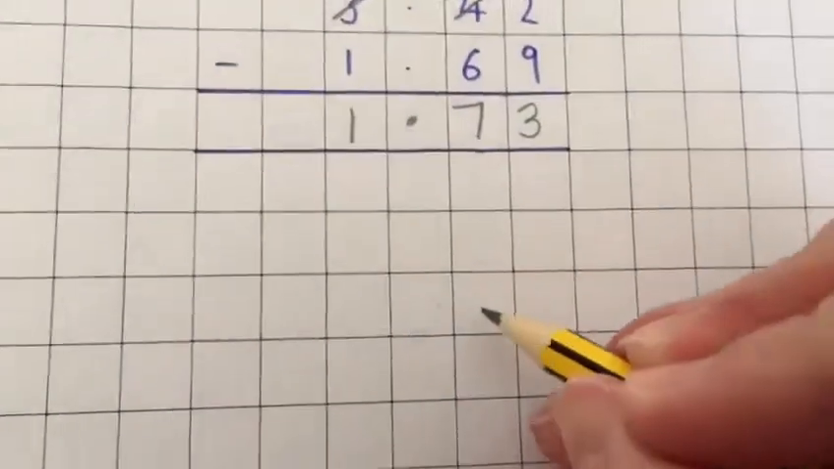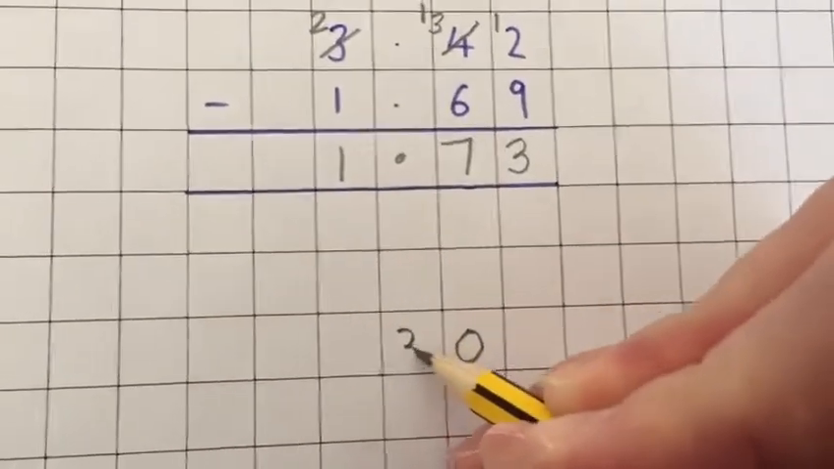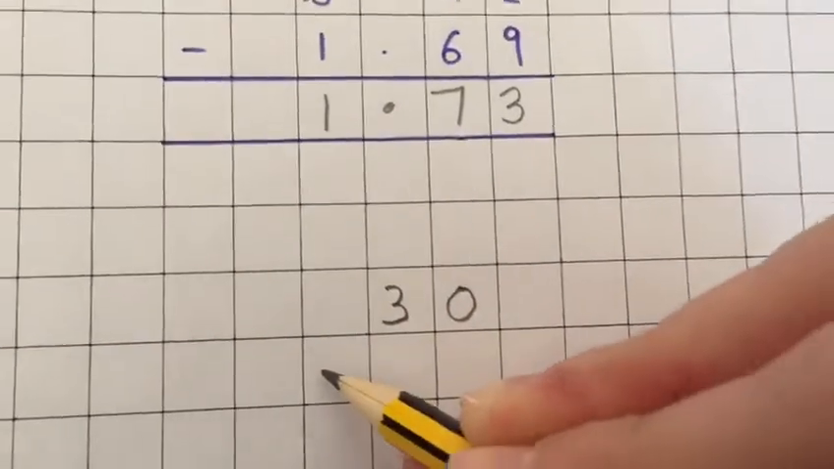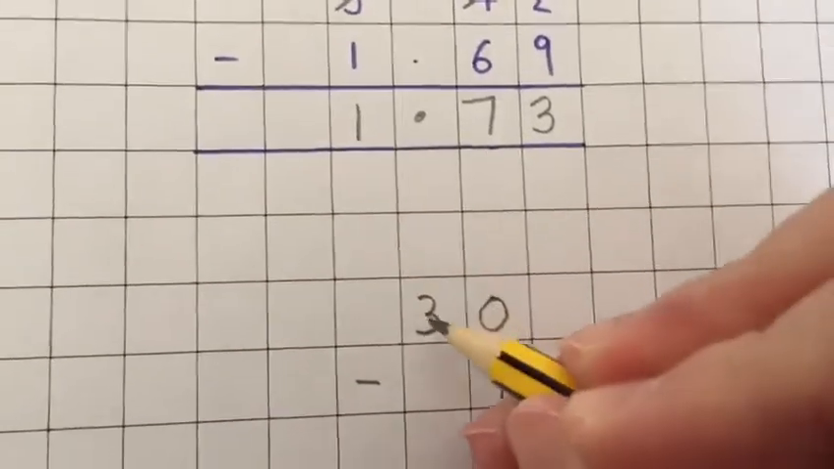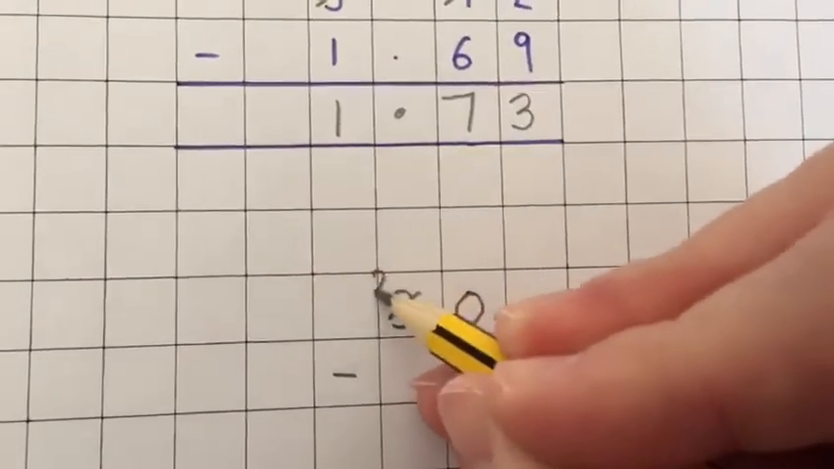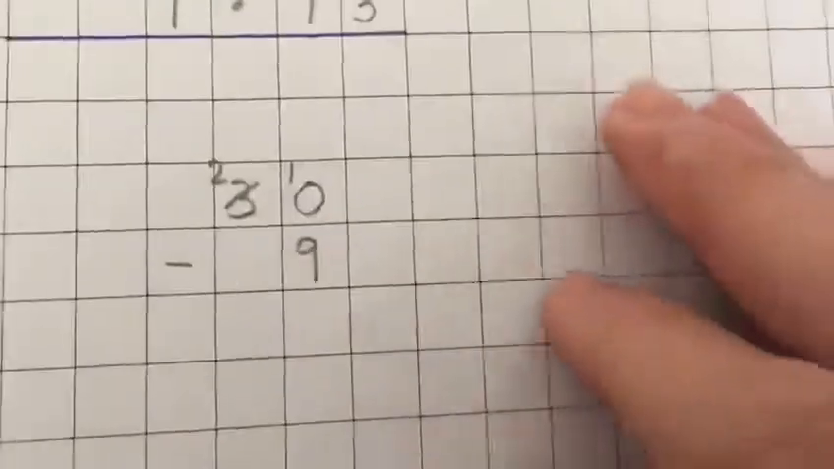If you've got a 0, so 30 for example, and we're going to be taking away 9 from here, what you do is just take 1 from next door, which will give you 10, and then you can do the subtraction step.